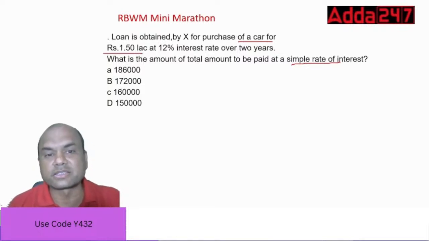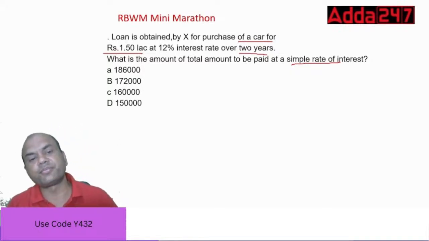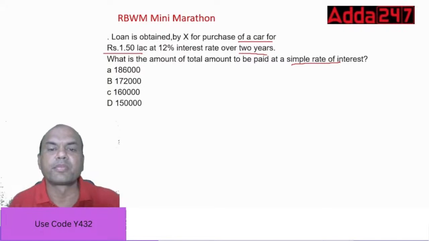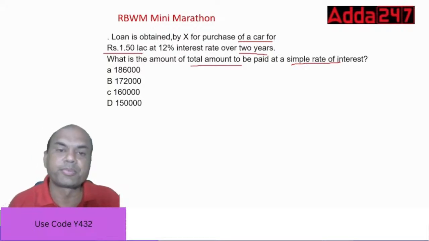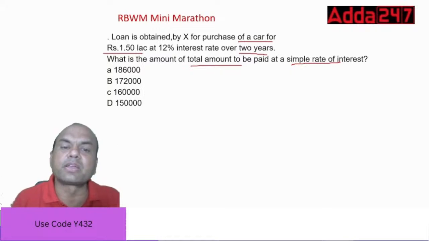So what is this? Customer has got a loan of 1.5 lakhs at 12% rate of interest over 2 years. So what is the total paid by that customer? What is the total amount to be paid at a simple rate? So firstly you'll have to calculate the simple interest. What is the simple interest over here?